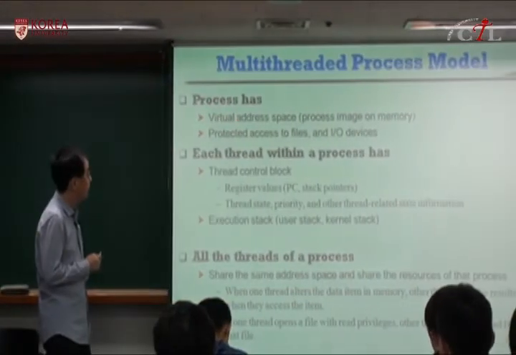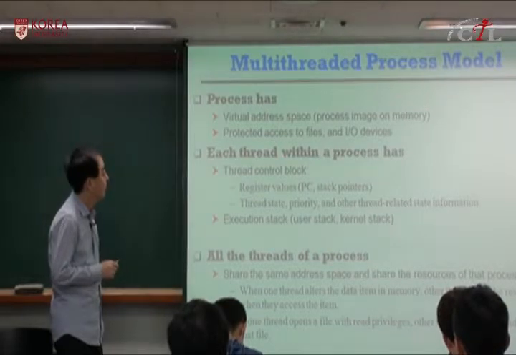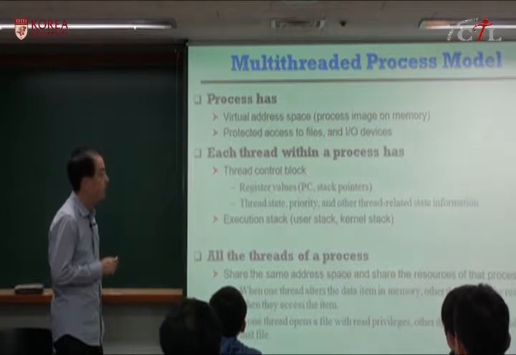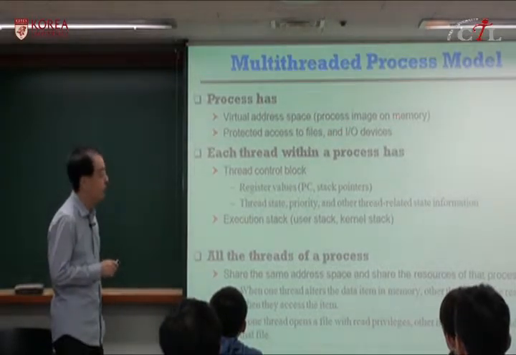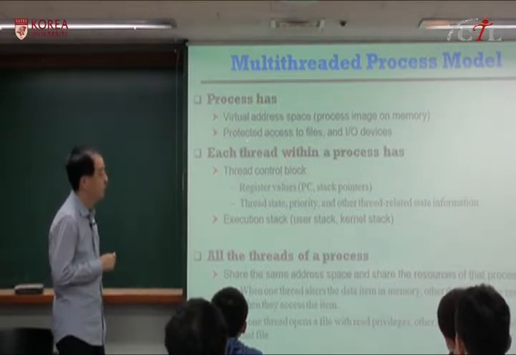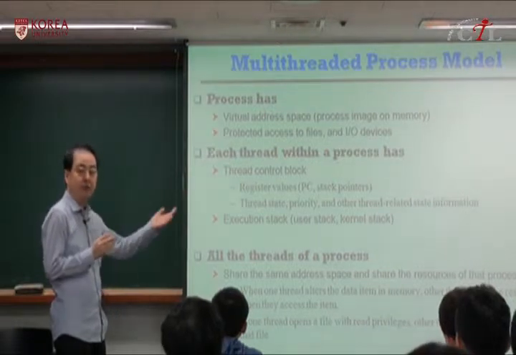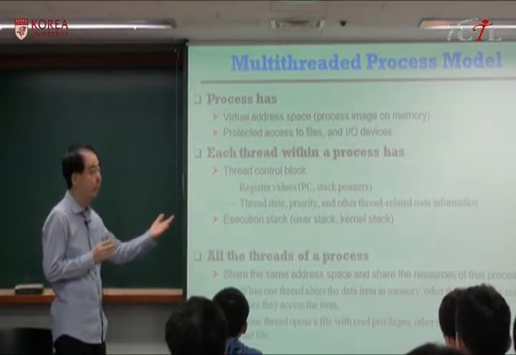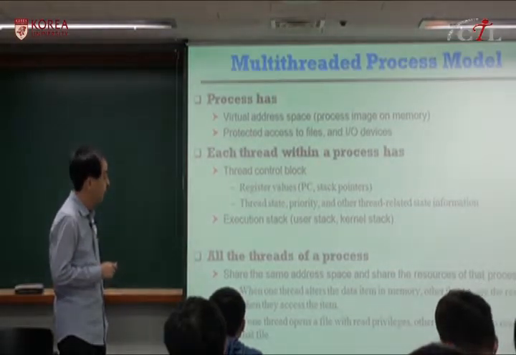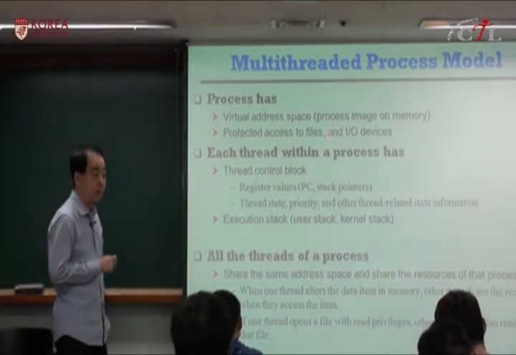So a process has this virtual memory image of memory, shared by all the threads, and it has access to files, I/O devices and memory. Okay, these are all shared by all the threads within each process. And the OS also provides protection, because each process should be independent. They should not look at other processes' virtual memory or I/O devices. So the OS provides protection. But within each process, each thread has its own execution stack and thread control block.